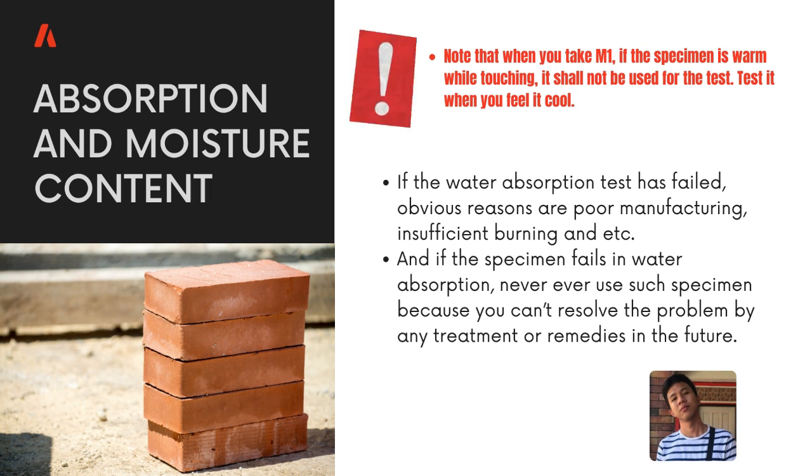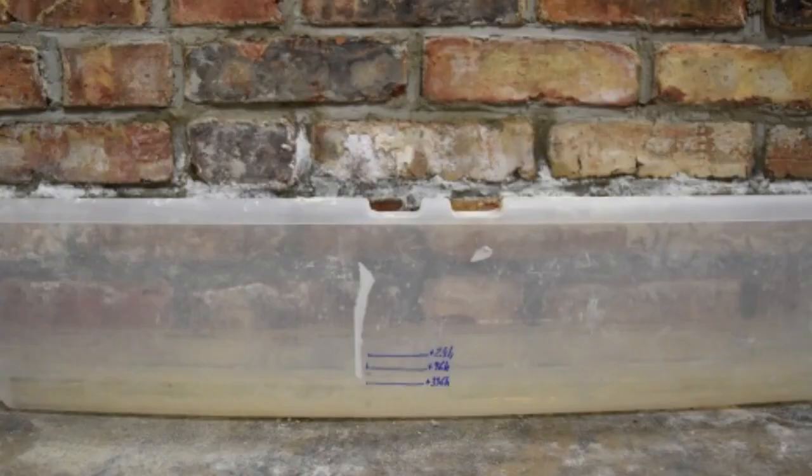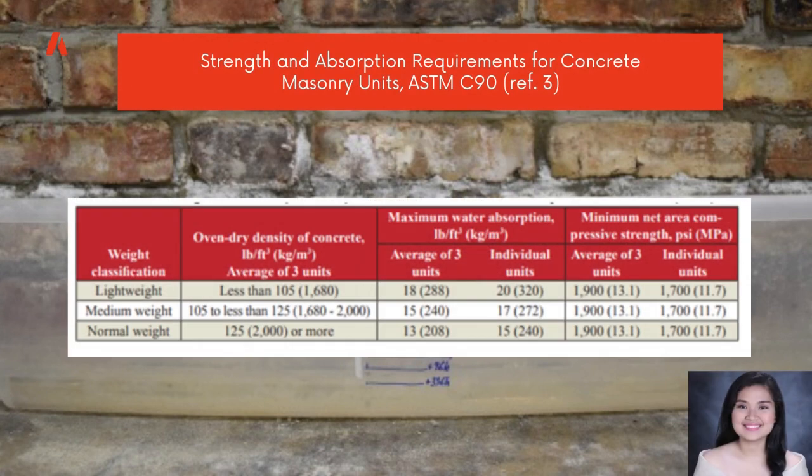In testing, if the water absorption test has failed, obvious reasons are poor manufacturing, insufficient burning, and so on. And if the specimen fails in water absorption, never ever use such a specimen because you can't resolve the problem by any treatment or remedies in the future. Maximum permissible water absorption is shown in the table.